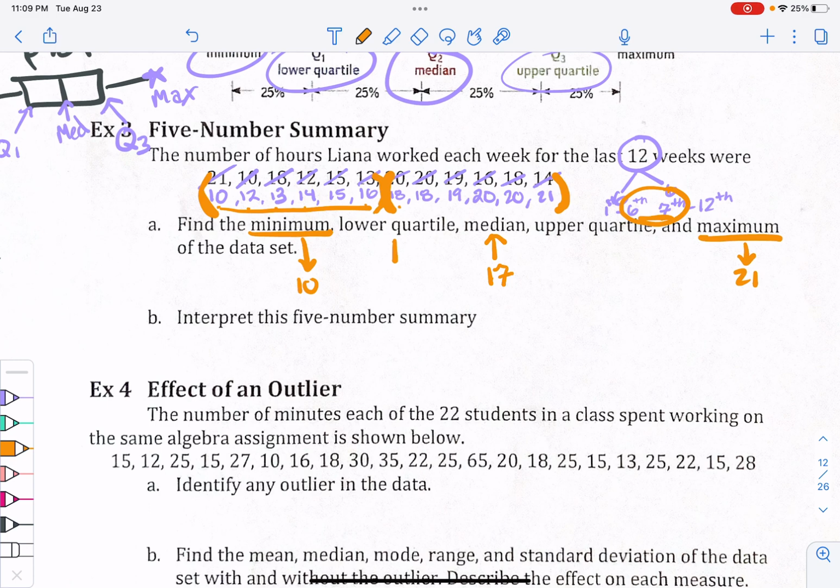So you can kind of see that if there's 6 numbers, these are my 2 middle numbers. And so I average those together, so this lower quartile, or Q1, is going to be 13.5. Okay, and then I do the same thing for these 6 numbers, and the middle 2 numbers are going to be 19 and 20, so my upper quartile is going to be 19.5. Okay? And those are going to be my 5-number summary.